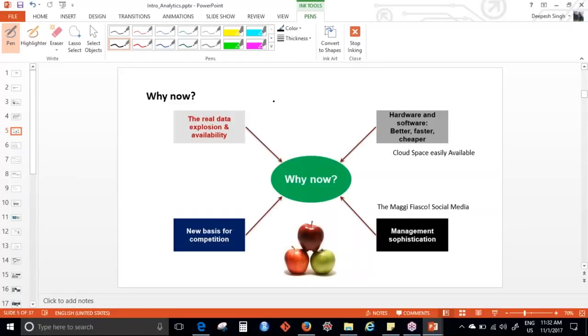So why now? Because the amount of data available has increased manifold in the past few years. Every year the amount of data is doubling. Whatever data the world had till 2015, it doubled in just one year in 2016. That is the proportional increase in data we are seeing every year now.